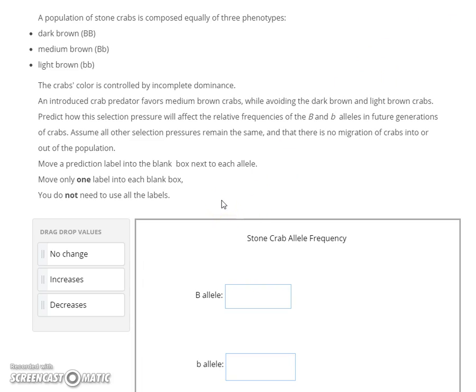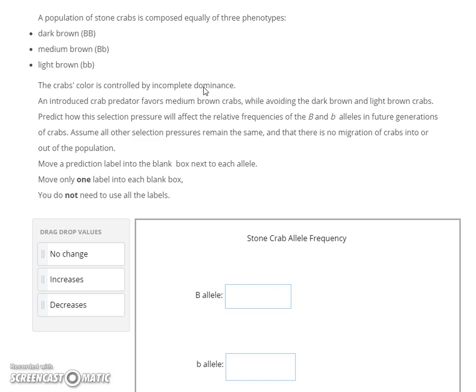Next up. In this population, we're looking at incomplete dominance. Incomplete dominance, remember, is when we have two extreme phenotypes. In this case, we have light brown and dark brown. And sometimes if we have a heterozygote, that means they get one of each copy of those alleles. The heterozygous can end up somewhere in between. So in this case, that would be a medium brown color.